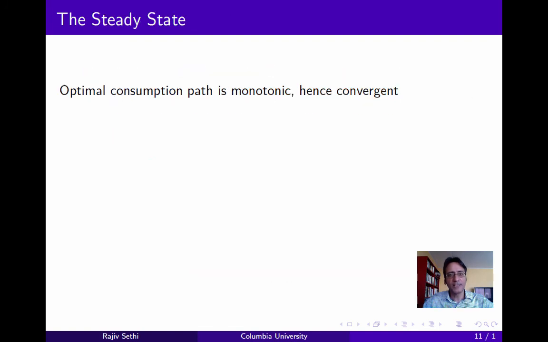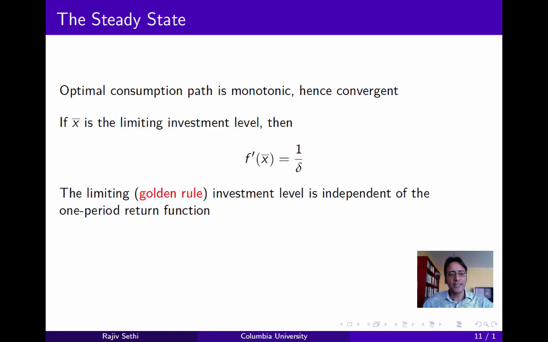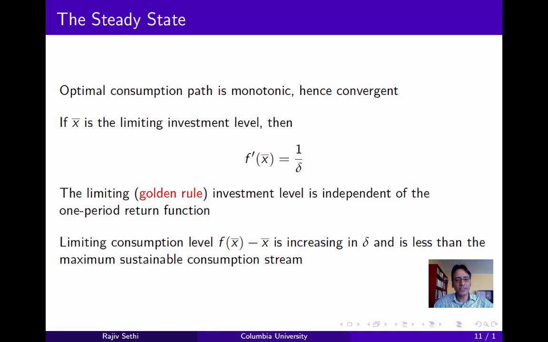Now let's think about the steady state. Since the optimal consumption path is monotonic and bounded, it's convergent. And if we let x bar denote the steady state level of capital, then you see immediately from the Ramsey-Euler equation that the slope of the production function at x bar must be the reciprocal of the discount factor. Now this is referred to as the golden rule investment level, and it's independent of the one-period return function. And furthermore, the steady state consumption level, which is f of x bar minus x bar, is increasing in delta.